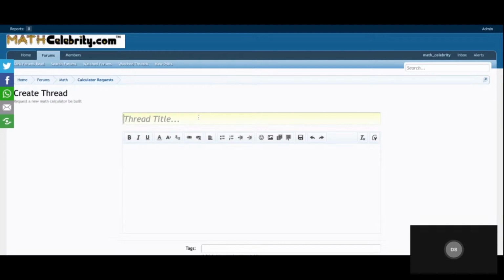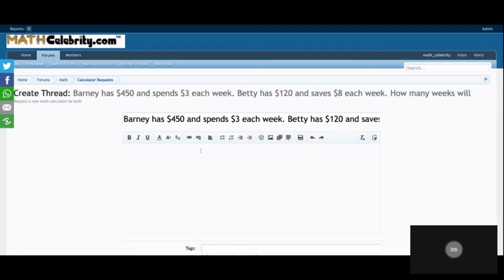Here's a good one that for any person that takes a pre-algebra or algebra class, you will run into this problem more than one time. And so I like to call these equal spending or equal cost savings problems. The problem reads, Barney has $450 and spends $3 each week. Betty has $120 and saves $8 each week. How many weeks will it take for them to have the same amount of money?